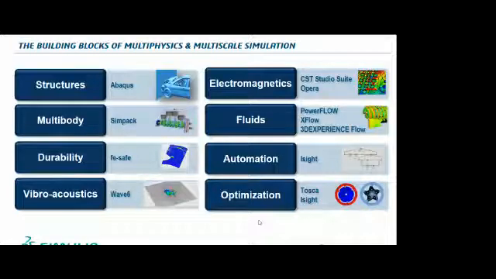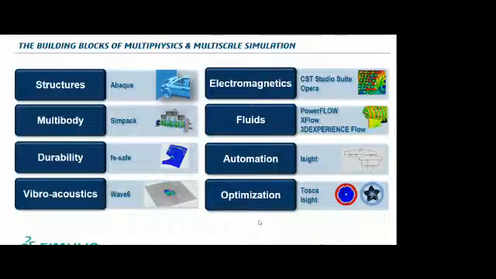And then there is a vibroacoustic software called Wave6, which uses a combination of finite element analysis, boundary element method, as well as statistical energy analysis to solve vibroacoustic problems. On electromagnetics, there are two products. One is CST Studio Suite, which is for high-frequency electromagnetics, and the other is called Opera, which is for low-frequency electromagnetics, typically for magnets and motors, which find applications in electric vehicles.